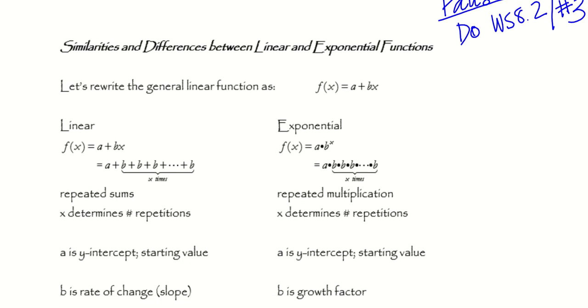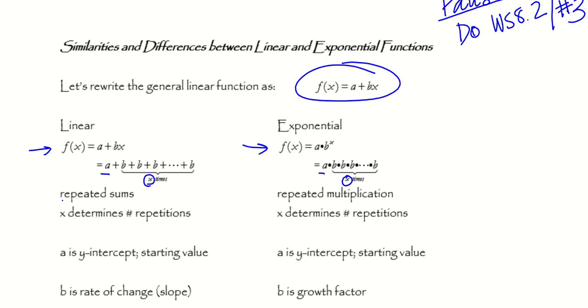So first of all, we've already talked about rewriting our linear functions as f of x equals a plus bx. So that's the form of our linear function we're going to use. And we have our exponential function as a times b to the x. If we look at what they have, they both start with our value of a. Remember, that's our initial value. And then adding b times x means that we're going to add x number of b's. Multiplying by b to the x means we're going to multiply by x number of b's.